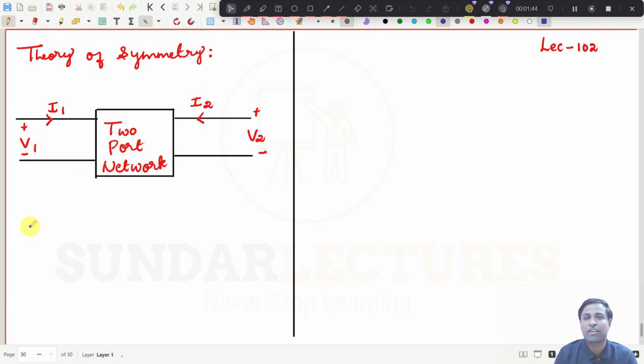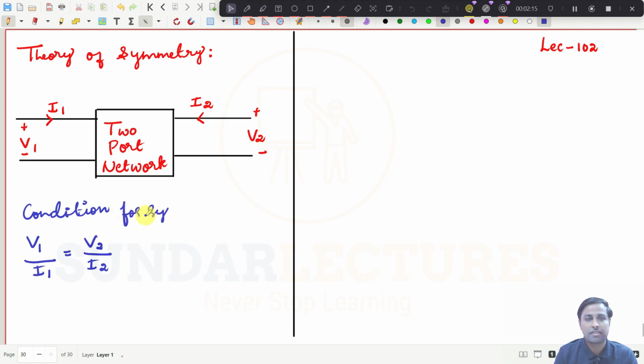And what is the condition for theory of symmetry here? I will write down the condition like what we have done there. For reciprocity it was first port voltage to the second port current, the ratio. But here it will be first port voltage divided by first port current, which is equal to second port voltage divided by second port current. That's all. This is the condition for symmetry, right? We will take one by one.